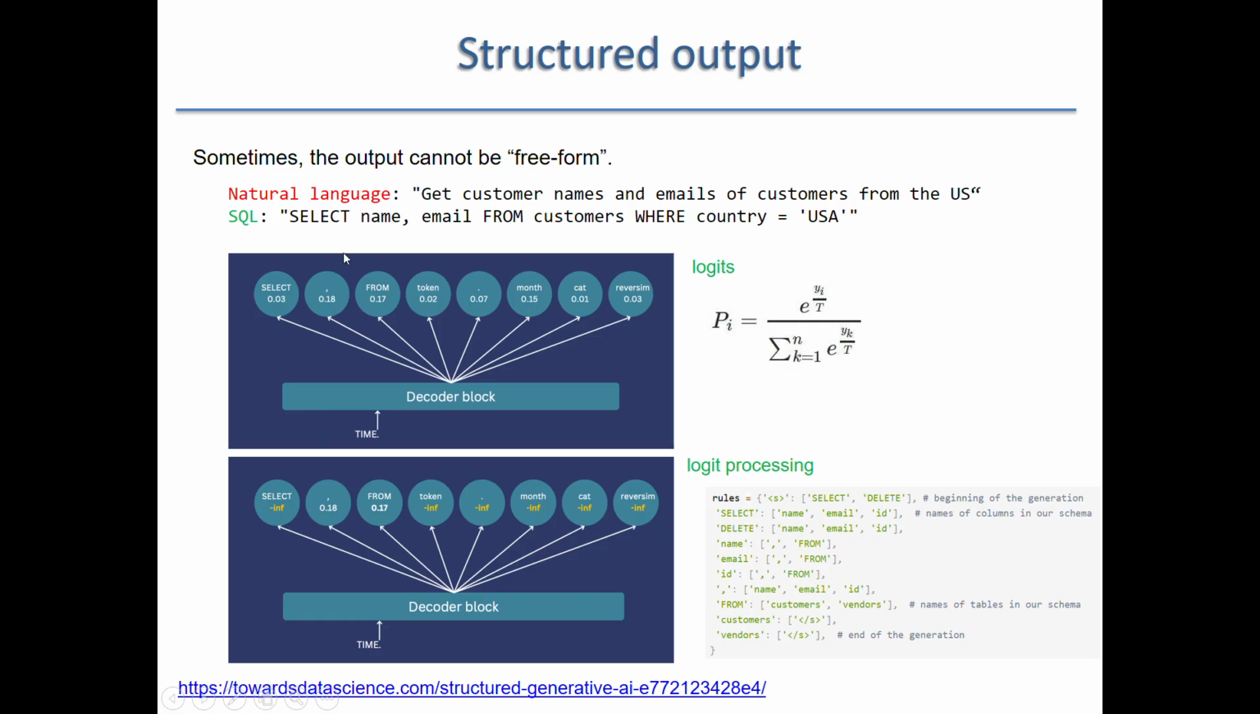So we have select name, and then after name, what may come next is a comma or from, but it cannot be select again. So we have seen some more examples. Let's go to the next.